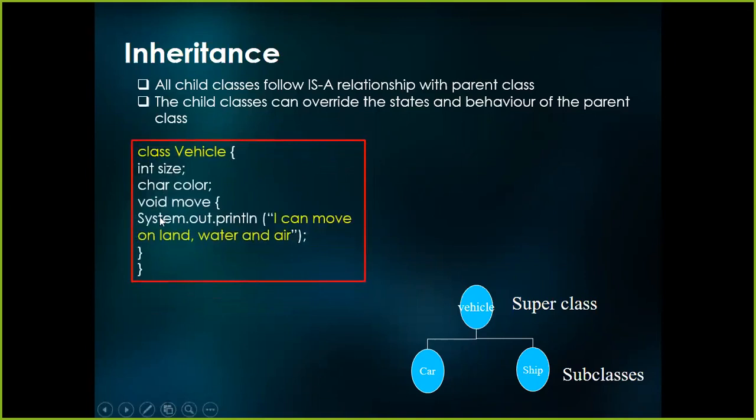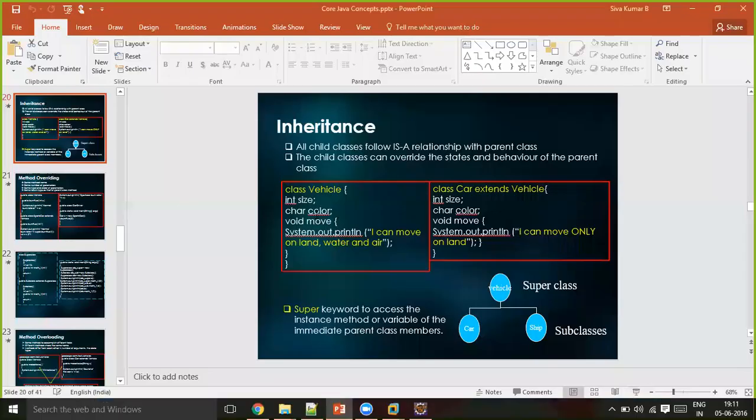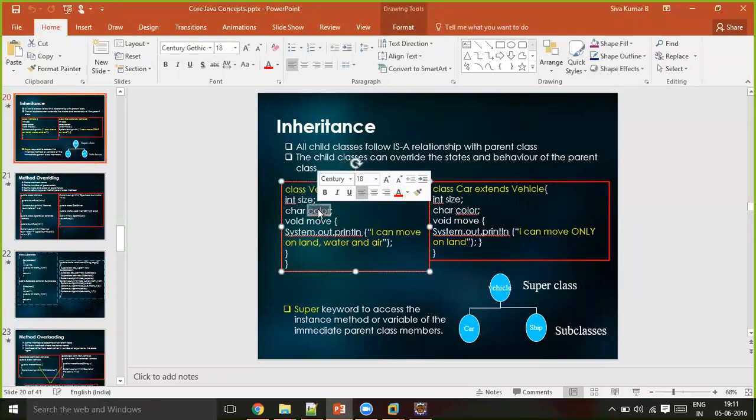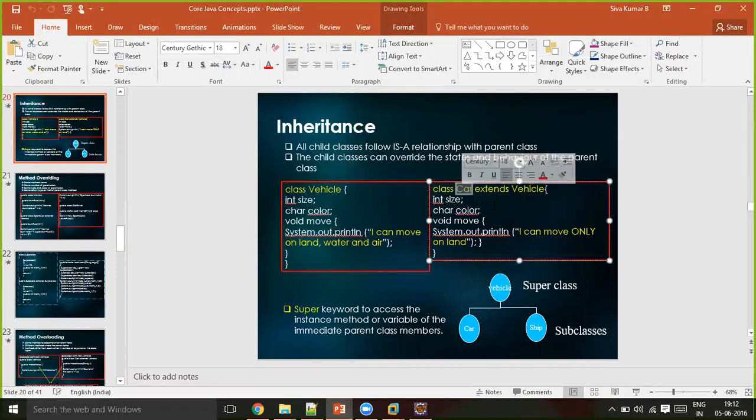Now here we have a vehicle class. Inside it I have an int size of this vehicle and color of this vehicle, and a method move, which simply prints I can move on land, water, and air. And now I have a car class which extends vehicle. It has the same attributes size and color, and a move method. So I can move only on land.